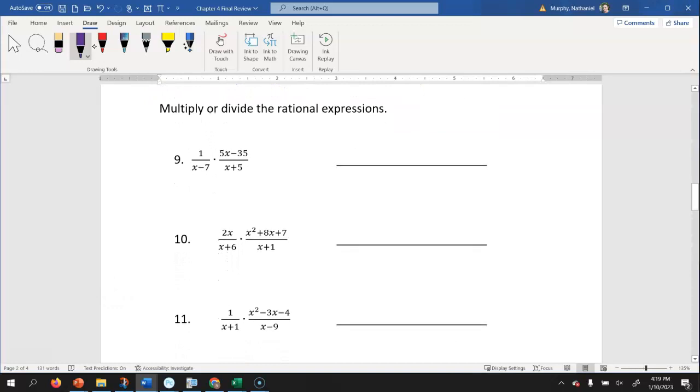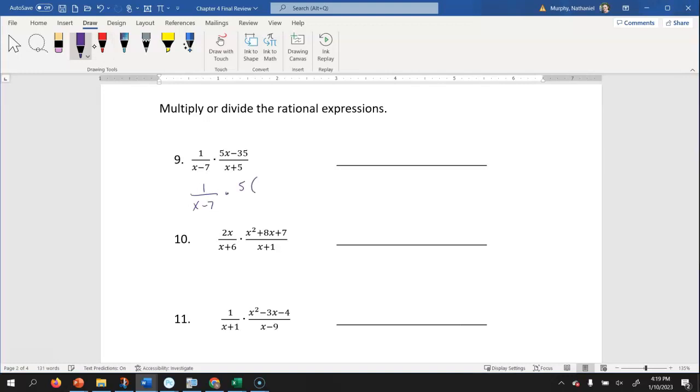All right. For numbers 9 through, well, a whole bunch of them here. So the next section, we're going to multiply or divide each of these. So the first step, before we multiply or divide, we want to get it in factored form. So for the first one, there's nothing to factor for the first fraction.